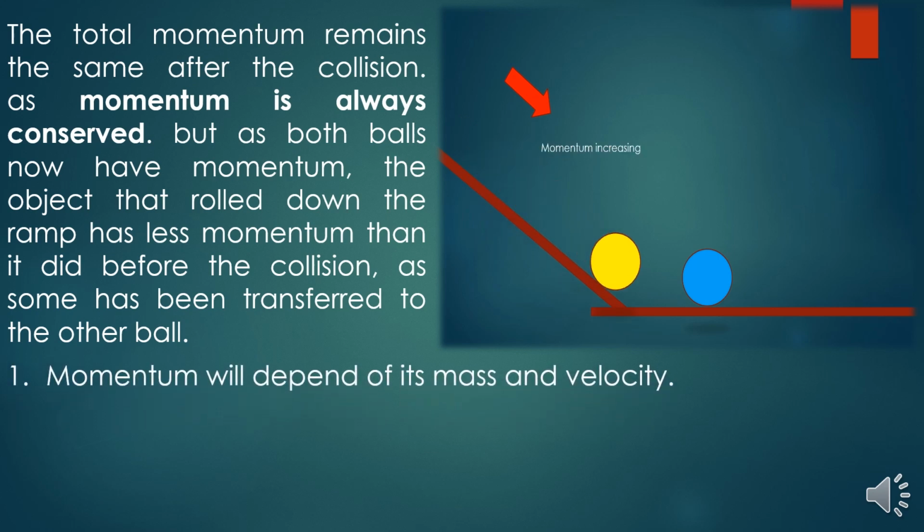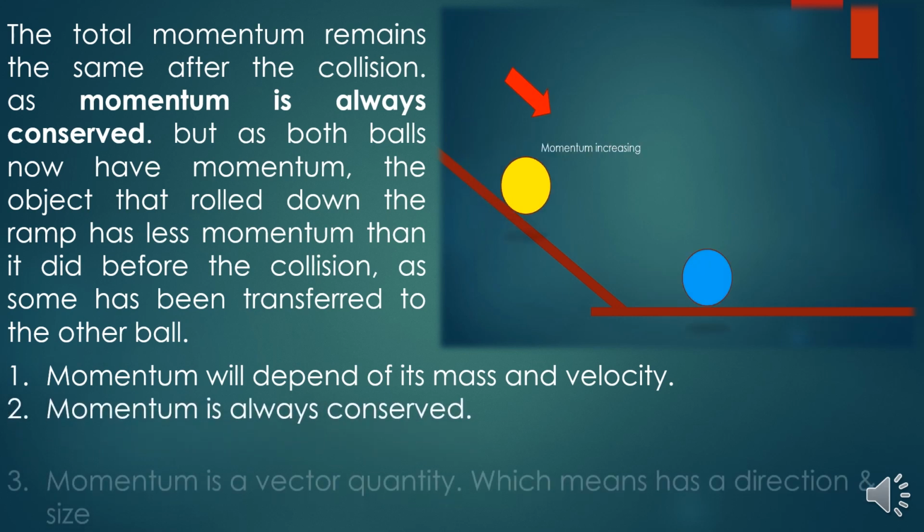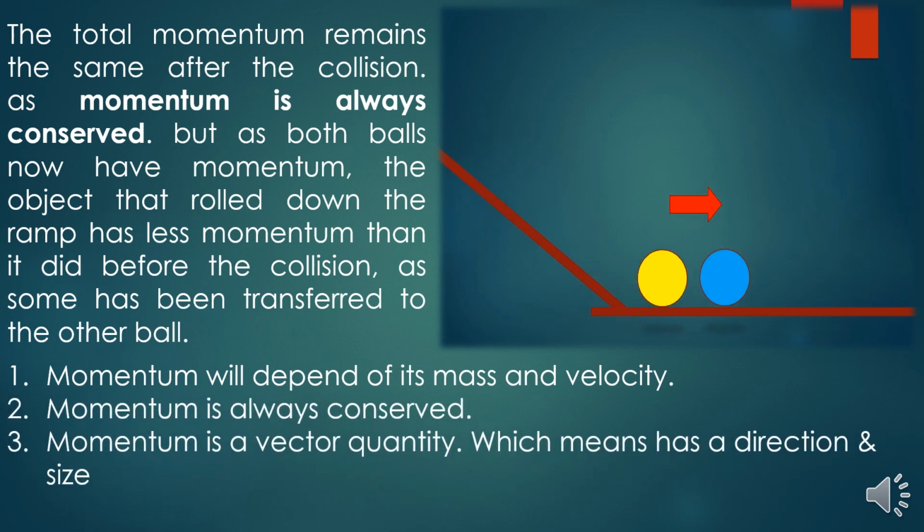Momentum will depend on its mass and velocity. Momentum is always conserved, and momentum is a vector quantity, which means it has a direction and a size. Okay, now let's derive an equation from Newton's second law.